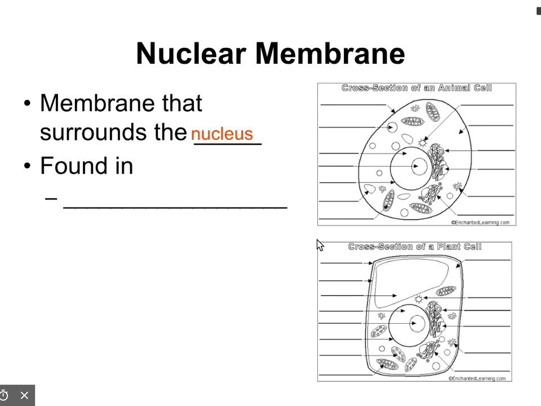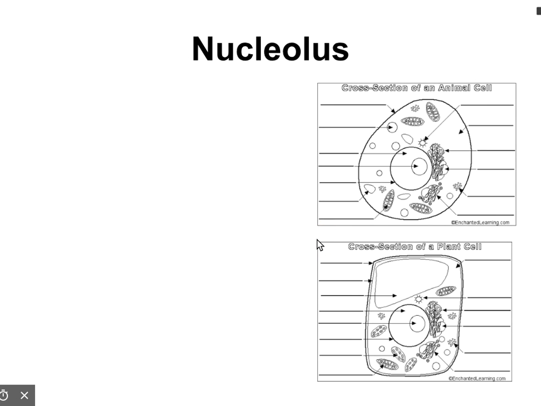And all your genetic material is in there, so this becomes really, really important that we don't let things get in there and change that. So it's a membrane that surrounds the nucleus, and it is found in both plant and animal cells. The word nuclear should clue you in that this is the nucleus that we're talking about, as opposed to the cell membrane, which talks about the whole cell.